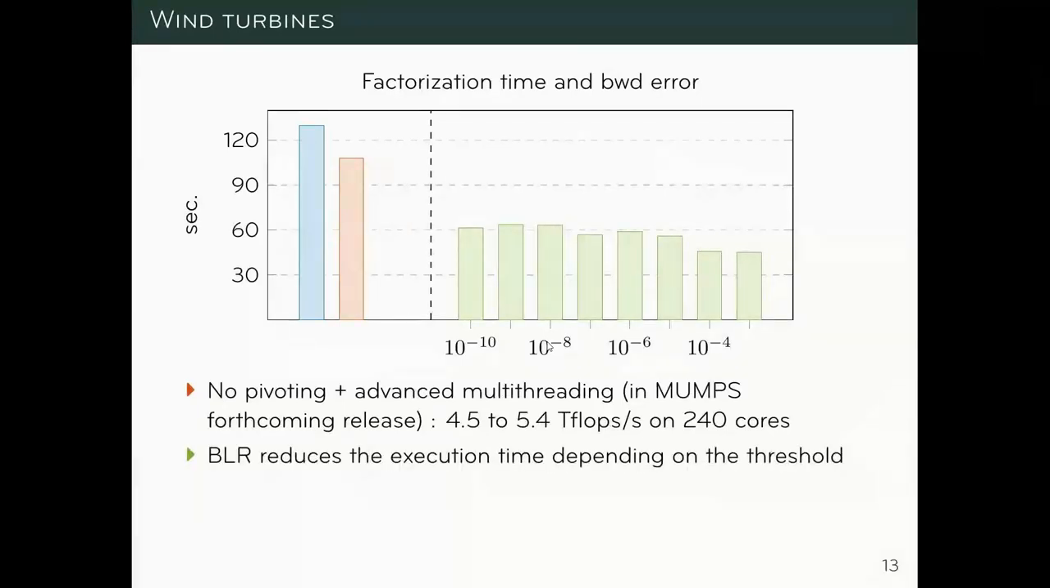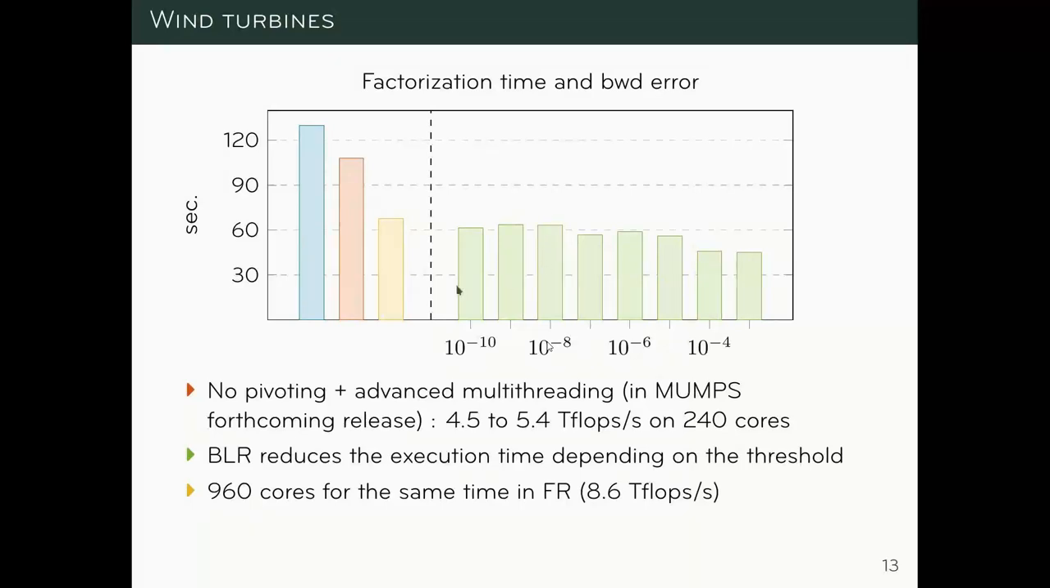Now, obviously, the execution time depends on the thresholds which we have chosen. Here, we have different thresholds from 10 to the minus 10 to 10 to the minus 3. And obviously, if we use a larger threshold, the execution time goes down because we are dropping more and more information, which means that we are computing less and less accurate solutions. If we wanted to achieve the same execution time with the standard full-rank solver, we would have to use four times as many cores as with block low-rank.